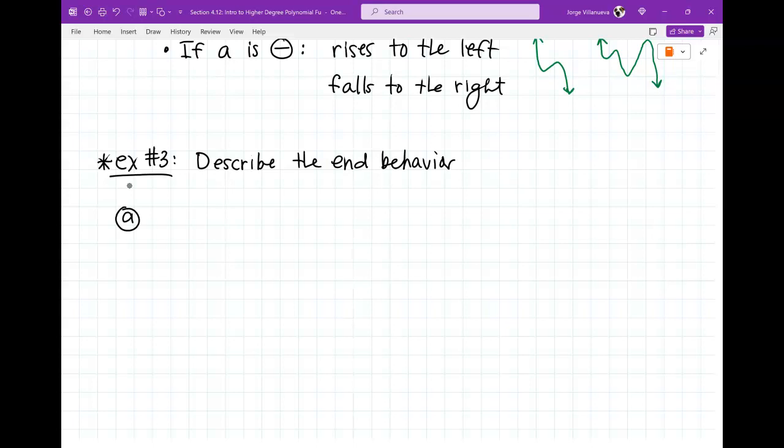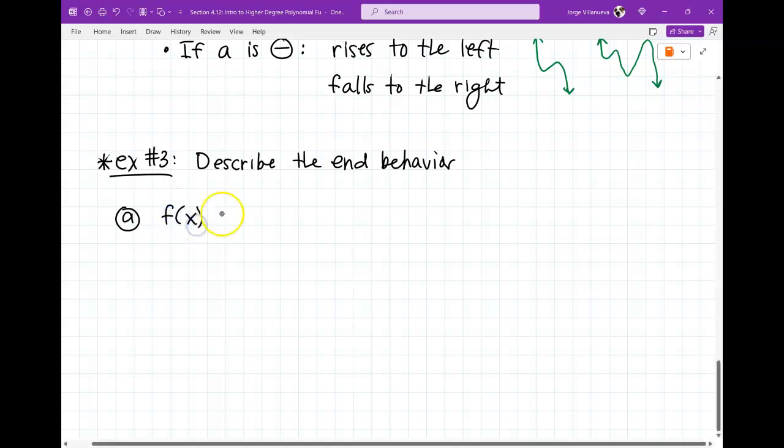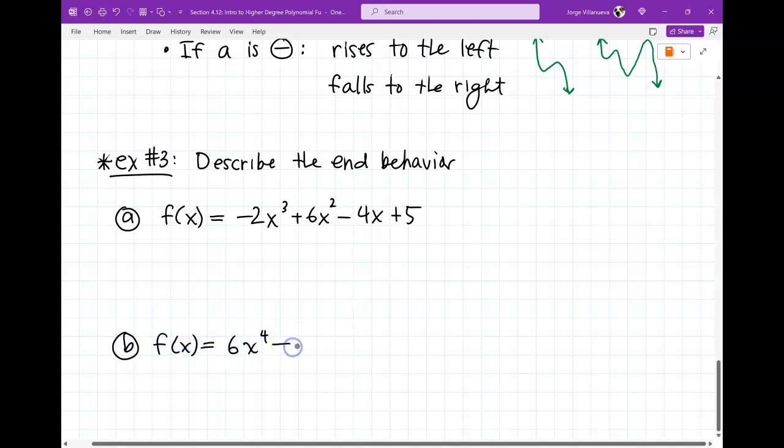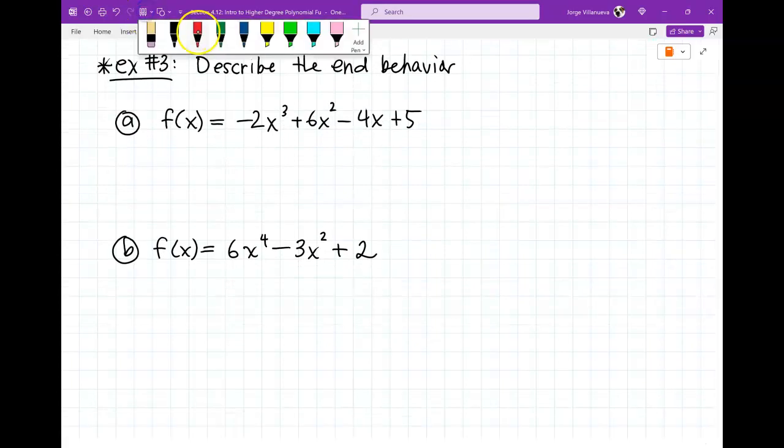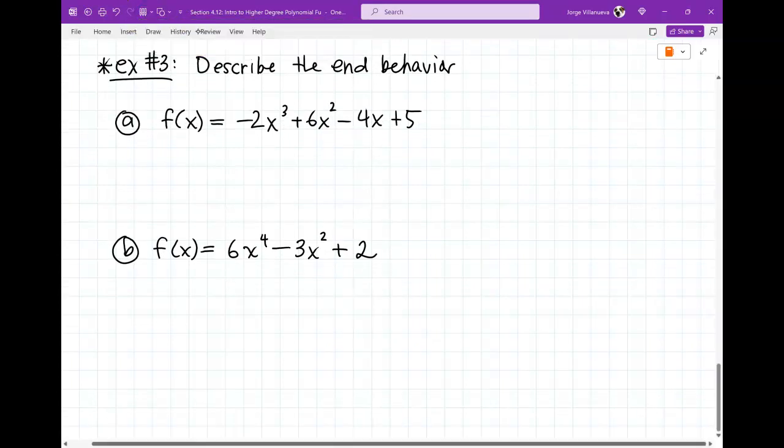So here's the first one. Let's say we'll do negative 2x cubed plus 6x squared minus 4x plus 5. And then we'll do part B. Let's say f of x is equal to 6x to the 4th minus 3x squared plus 2. And all you have to do is tell me, what is the graph doing on the left and on the right side?